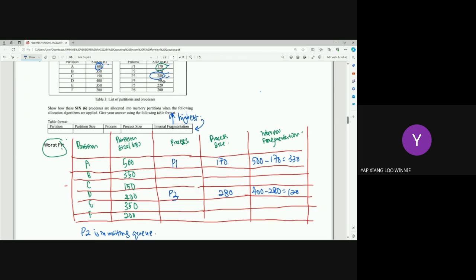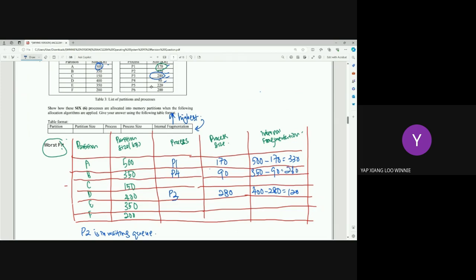The next one, process 4, 90. For 90, you choose the one with the highest difference, the largest value compared to 90. So here you have 350. Your process 4 is going to fit here. You put 90 over here. Fragmentation is 350 minus 90, so that would be 260.